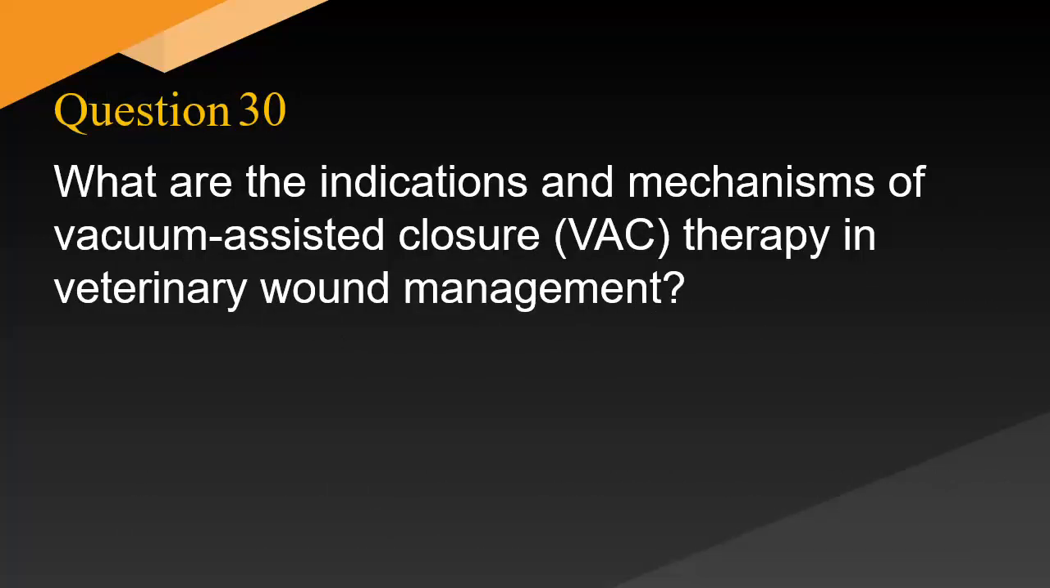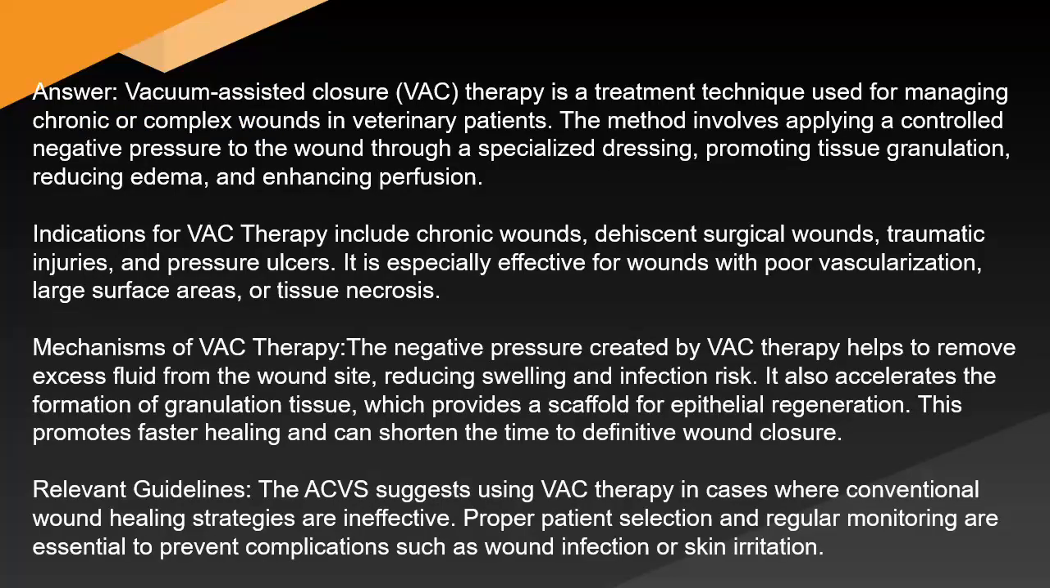What are the indications and mechanisms of vacuum-assisted closure (VAC) therapy in veterinary wound management? Answer: Vacuum-assisted closure (VAC) therapy is a treatment technique used for managing chronic or complex wounds in veterinary patients. The method involves applying a controlled negative pressure to the wound through a specialized dressing, promoting tissue granulation, reducing edema, and enhancing perfusion. Indications for VAC therapy include chronic wounds, dehiscent surgical wounds, traumatic injuries, and pressure ulcers. It is especially effective for wounds with poor vascularization, large surface areas, or tissue necrosis.